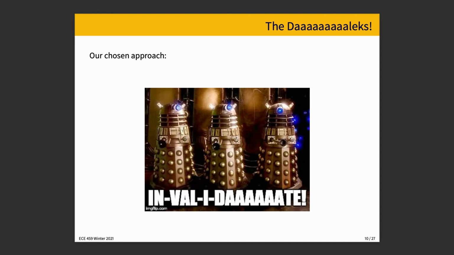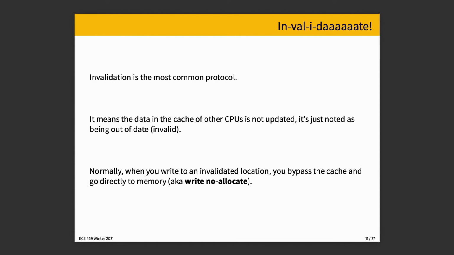Okay. Now, our chosen approach and the kind of hardware that we have is invalidate. I unfortunately can't do a really good Dalek voice impression, but if I could, insert it here. Just use your imagination. And invalidation is honestly the most common protocol. It means the data in the cache of other CPUs is not updated. It's just noted as being out of date. And this happens, I think, because we're uncertain that the other CPUs are going to use that value anytime soon, so it's okay to just invalidate it because update takes a little bit more work.